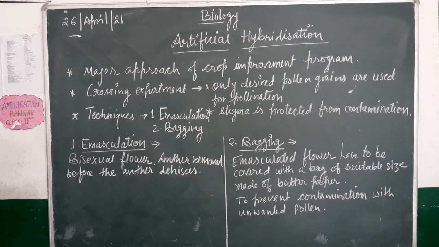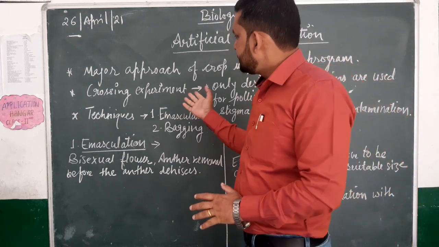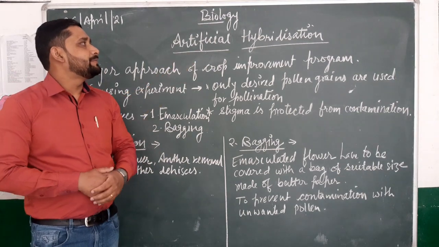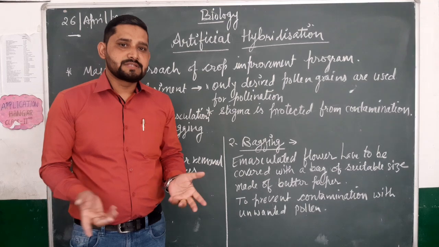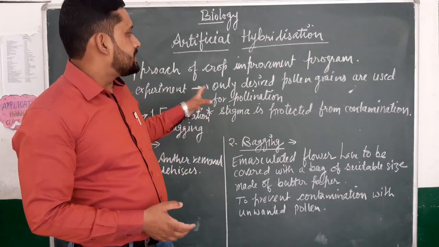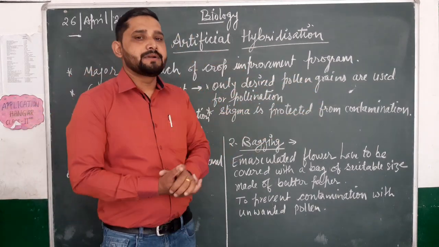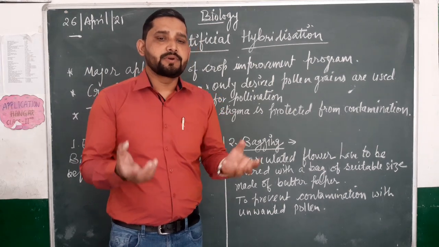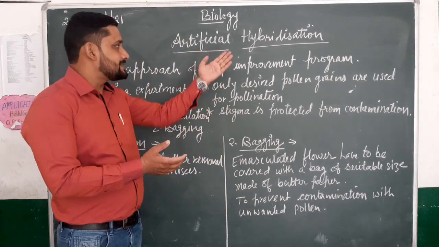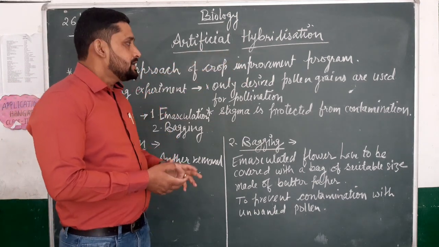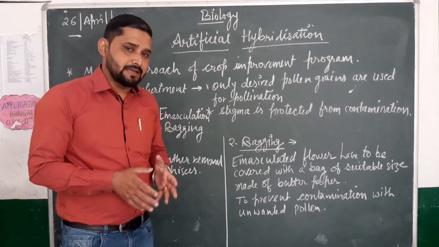Now this is the time where we will talk about artificial hybridization, right? So hope you are able to see the things which have been written on the board. Artificial means it is obviously man-made, right? It is not natural. When we talk about natural, we talk about pollination. So it is artificial hybridization. Hybridization means producing a new progeny by mixing two parents, right? That is hybridization. So let's see what artificial hybridization is basically.